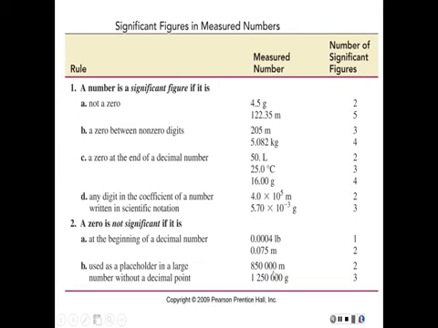If you have numbers with no decimal point, those zeros are looked at as just placeholders as well. So 850,000, only 2 significant figures. 1,250,000, only 3 significant figures. You have to know how many significant figures there are in a measurement by just looking at it. That's going to be your goal. So you might want to review these a bit before we try any quizzes on it.